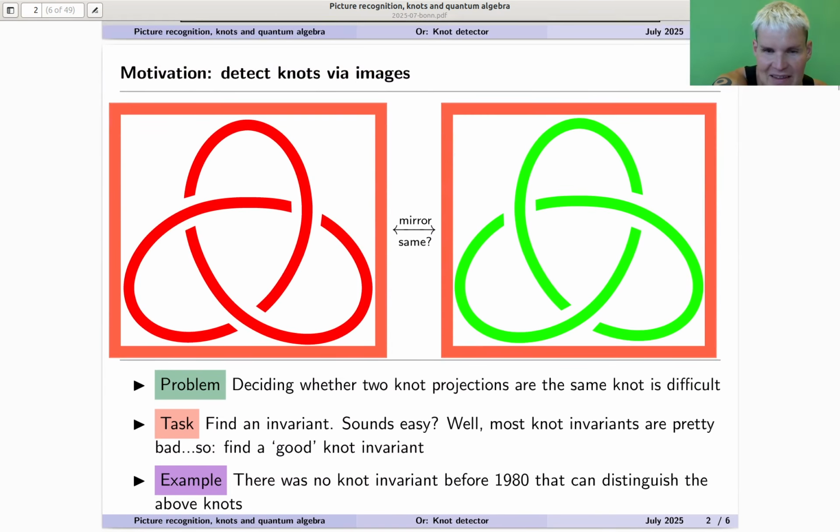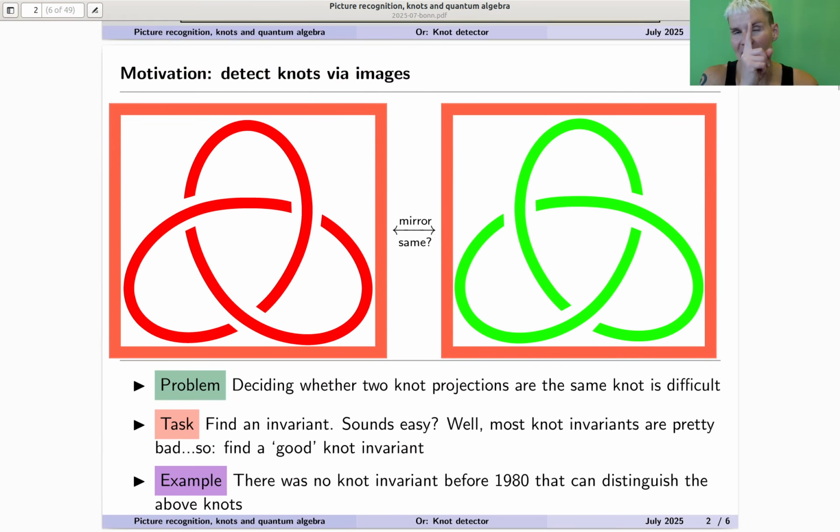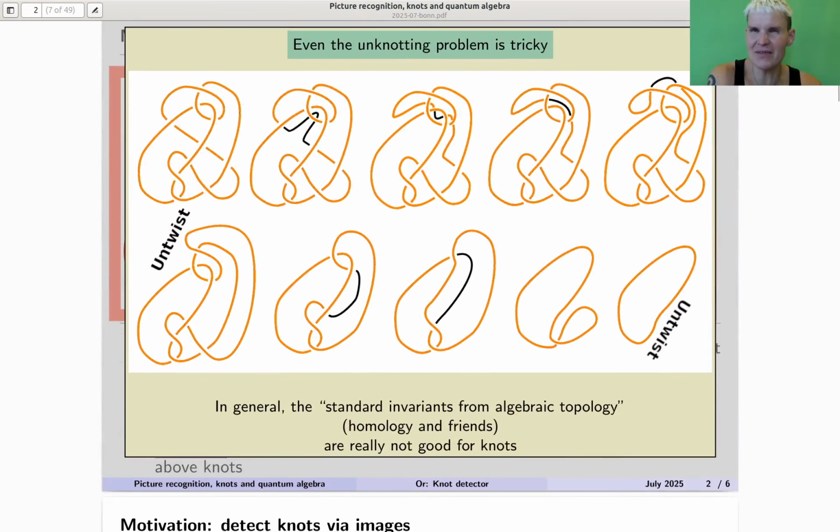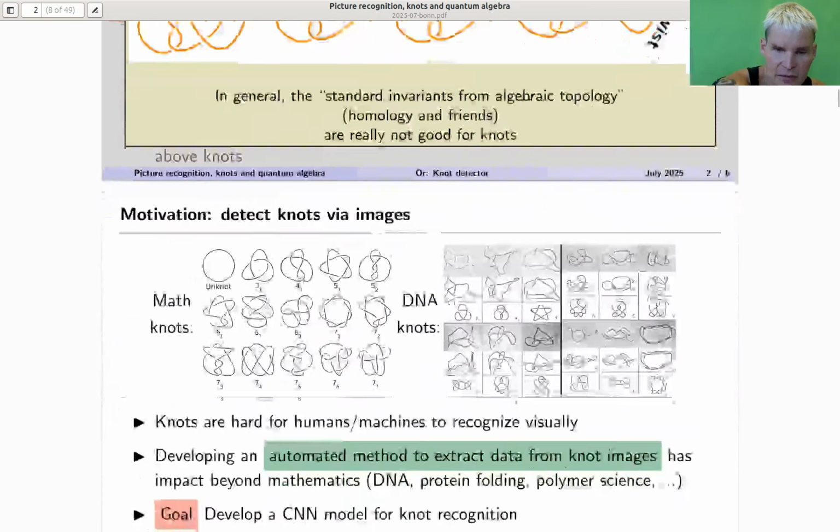Because most knots actually look very similar, right? So this is just an easy example. Those knots are not the same, but they look very, very similar. So most knots look very similar. So how would you even attack that problem is an interesting question in itself. So knotting is really difficult, right?